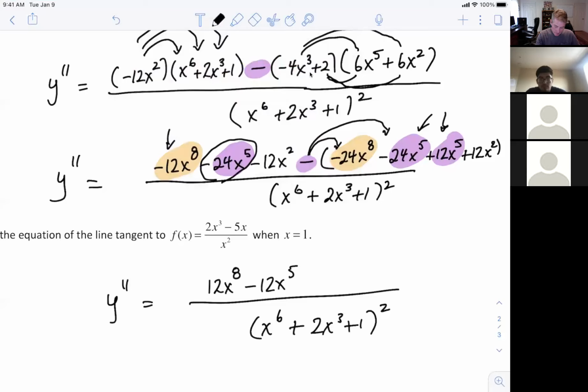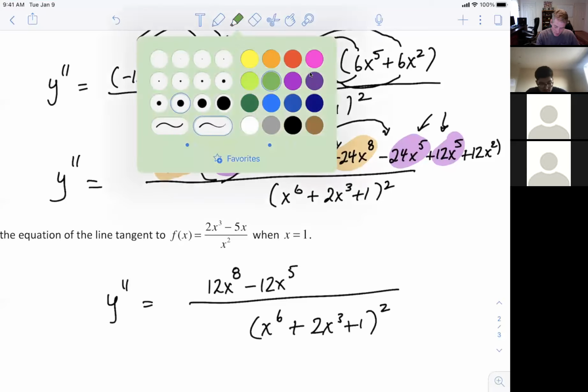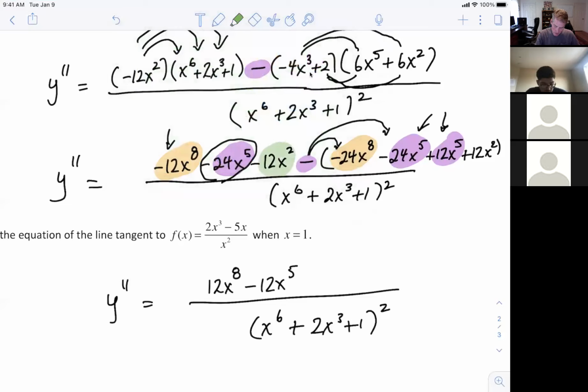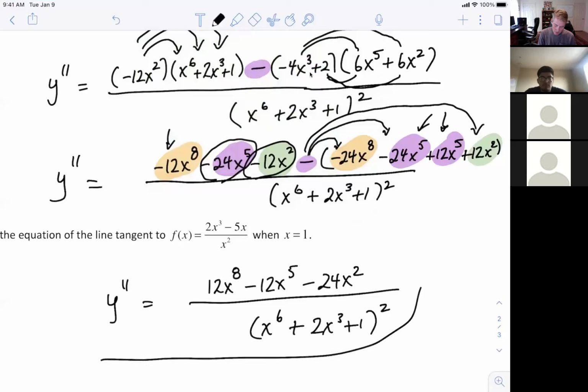And last, the other like terms are the x squared. And this negative has to be applied to it. So it's actually a negative 12x squared in that last green bubble. So negative 12x squared with another negative 12x squared is negative 24x squared. And once we've combined the like terms, then it's done.